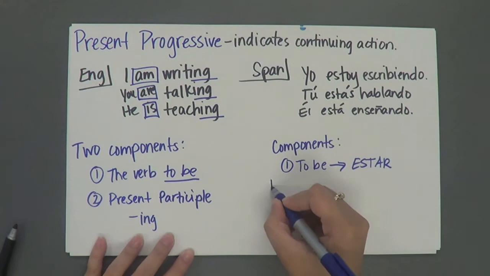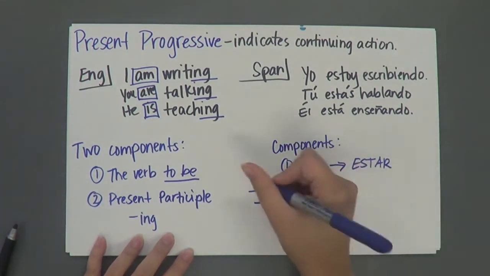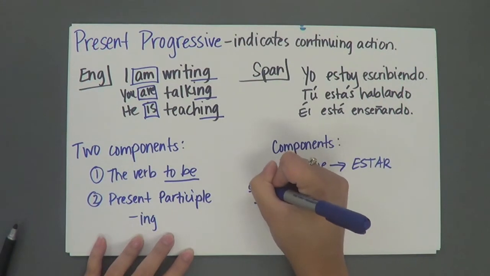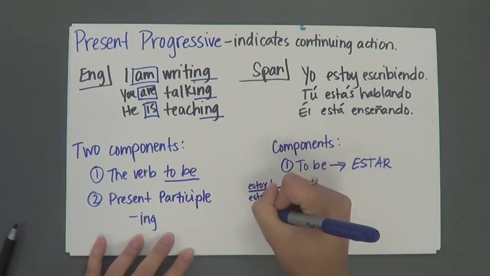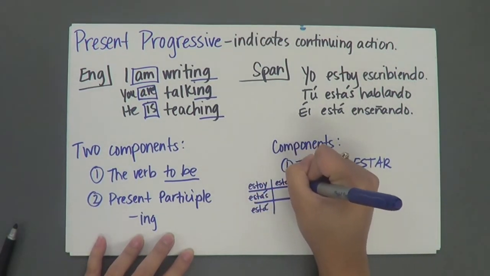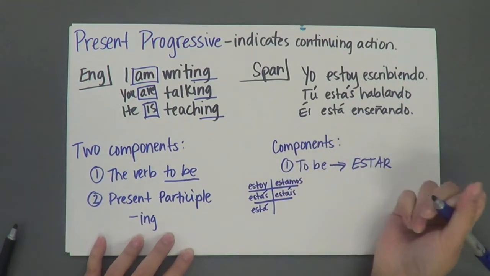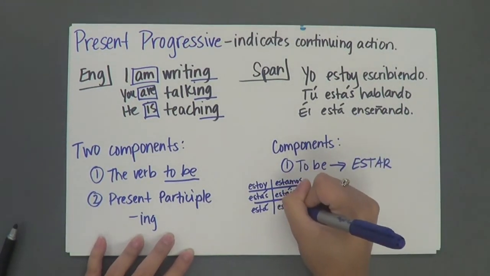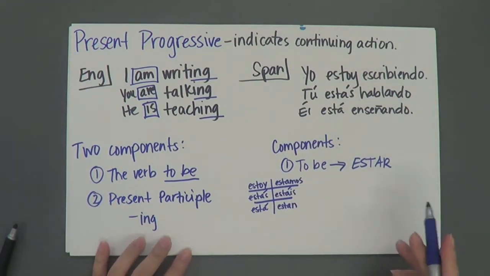And then over here we're going to write out the chart for the present tense conjugations of estar. So, estoy, estás, acento sobre la A, está, estamos, estáis, acento sobre la A, y están. So those are the conjugations for estar, and we should already know those.